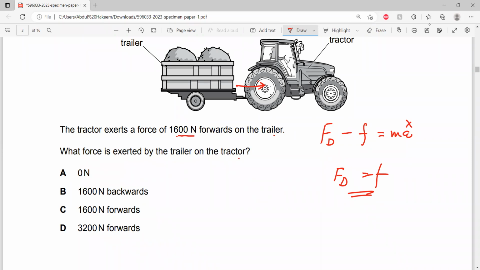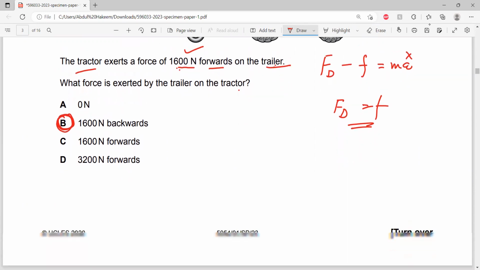Which option? Definitely according to Newton's third law, same force, but in the opposite direction. Instead of forward, you will write backward, same force. So this is the answer B. Action and reaction, both are equal, but opposite in direction. So tractor forward, this force on the trailer, and the trailer, this force backward. So 1600 Newton backward. Newton's third law.